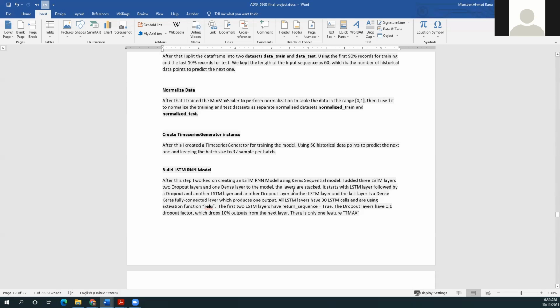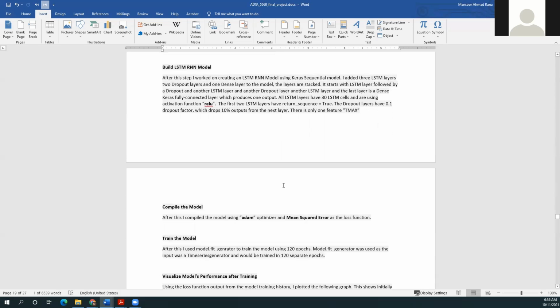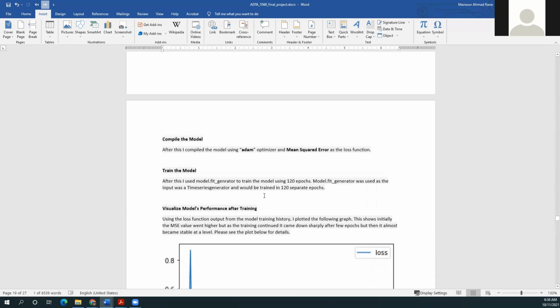It still has the 6 layers. The only thing is we are using 30 LSTM cells, and we are using 10% dropout, and we are using 120 epochs to train the model. So after that, basically, I'm still using the Adam optimizer and mean squared error as the loss function. And after that, I basically train the model.